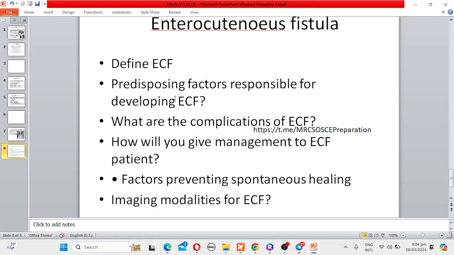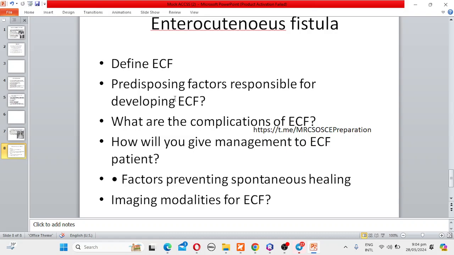If you don't know the answer, okay, this was my station in the exam. They didn't ask me this question. I'm asking you just in case they may ask you, but just know the high output fistula is more than 500 ml per 24 hours. Moderate is 200 to 500 ml, and low output is less than 200 ml.